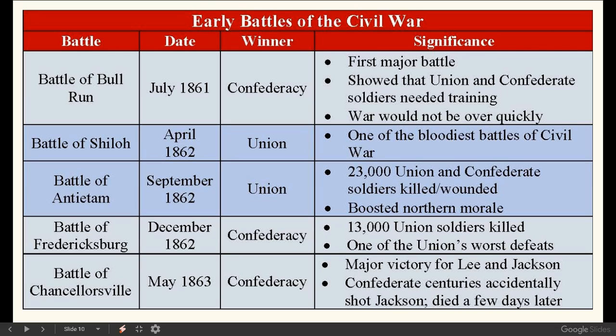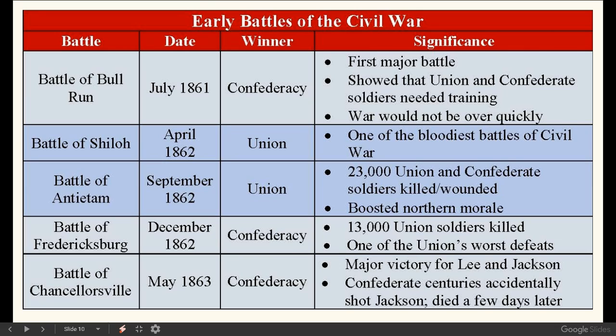Most people in the United States and in the Confederacy believe that the war is going to be over very quickly. Bull Run shows them that it's not going to be over very soon. And so this is a victory for the Confederacy, which bolsters a lot of Confederate morale to be the winners of this first major battle with the Union.